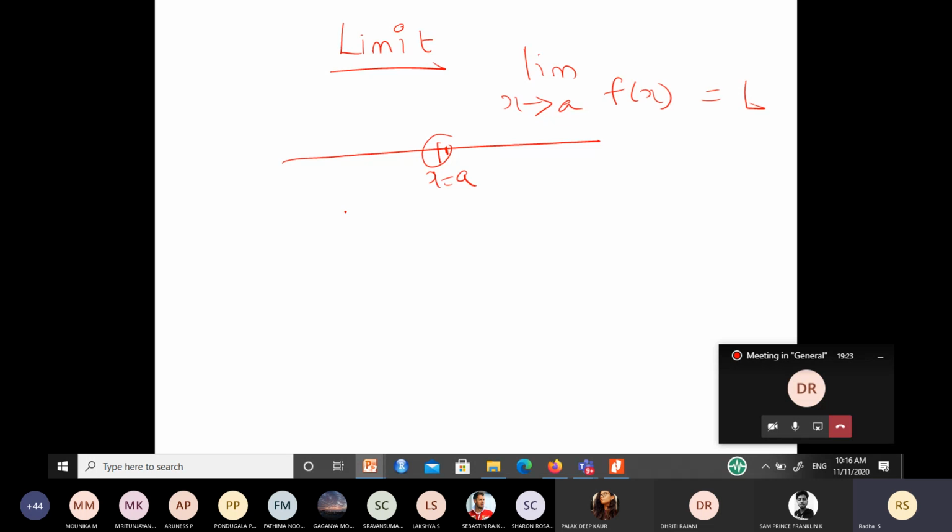So that's why we write like this, right? Limit x tends to a minus of f of x, a minus means the values just lesser than a. This should be equal to limit x tends to a plus of f of x. This is called the right hand limit. Why a minus and a plus? A minus now means the values just lesser than a.